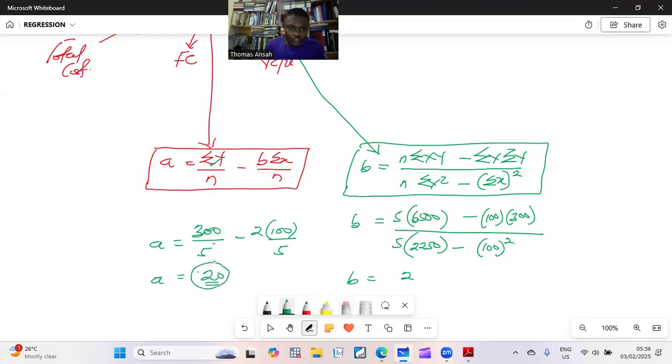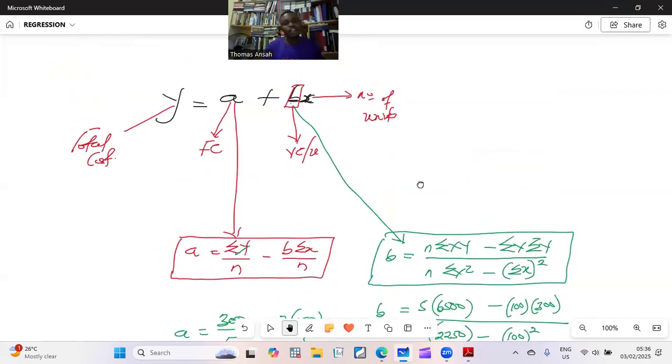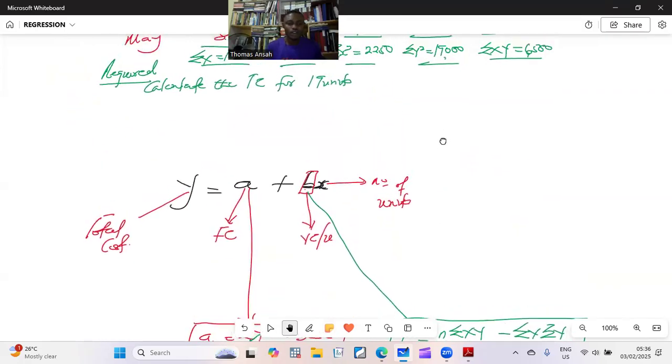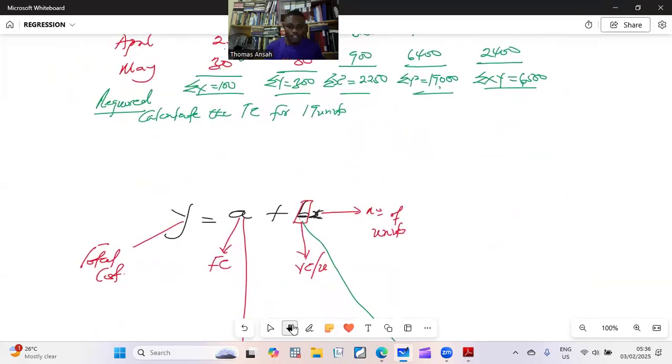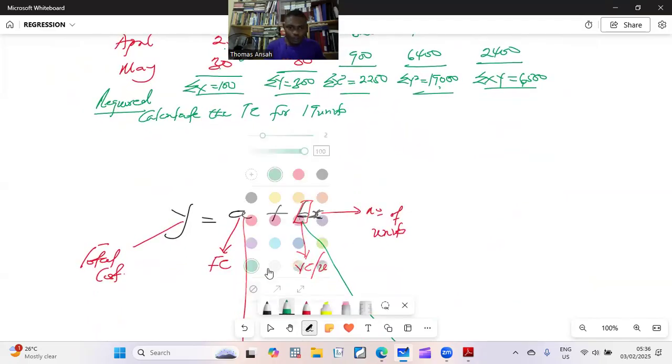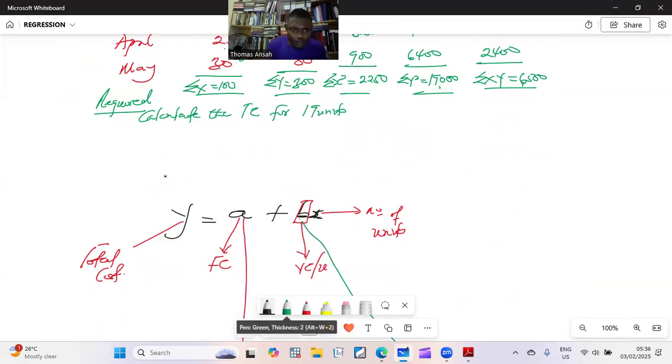Now, this is our fixed cost, and this B helped us obtain our fixed cost. So now, in our linear regression formula, if we need to find y, y is given by 20 plus b. Our b is 2x. This is our regression formula. So remember, this is total cost.